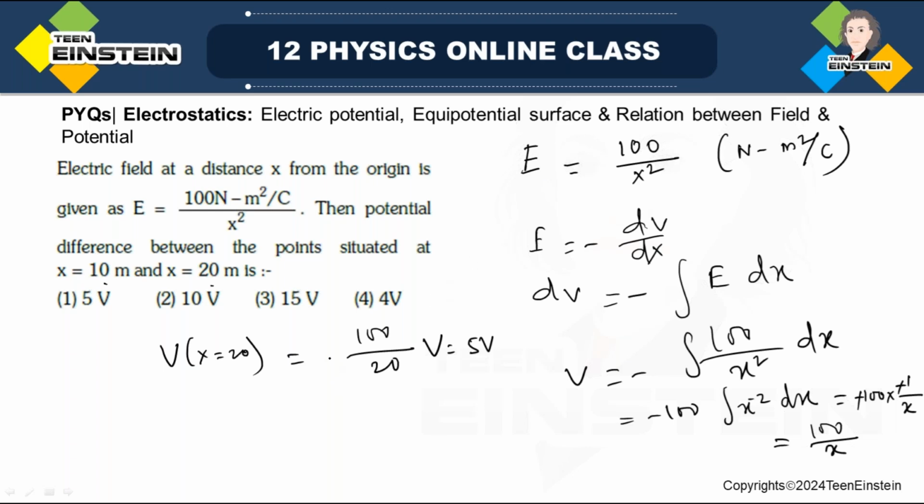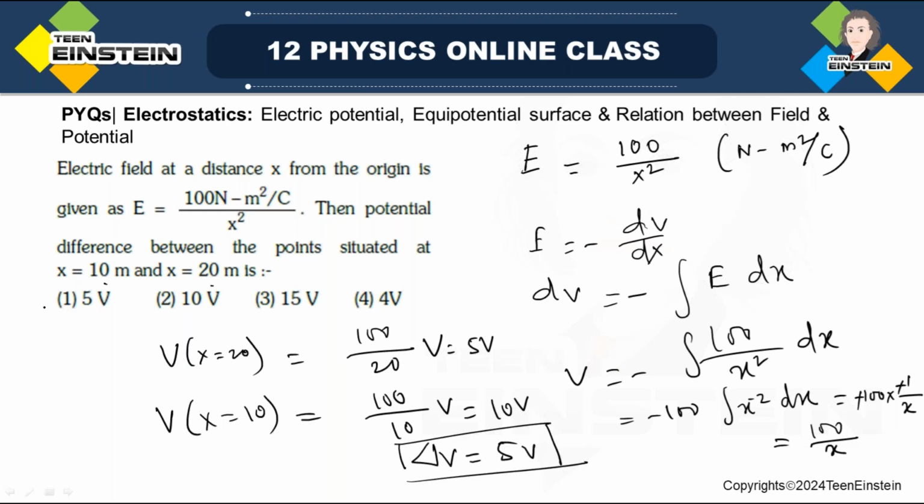I'm back. So here this is done. Now you can write this. So this is 10 volt. So what will be the difference, delta V? That will be 5 volt only, okay? So this is the difference. So the first option will be the correct answer for this question. You need to know the relation between electric field and potential, and from there you can find this out. So these are very, very simple questions.